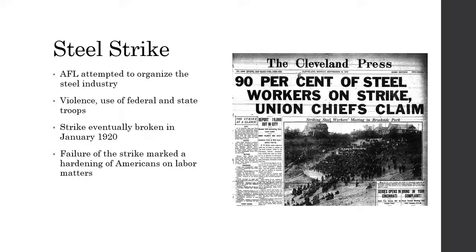The steel strike in September of 1919 is another strike very similar to the police strike. The American Federation of Labor attempted to organize the steel industry, but now they have a major shift. Previously, the American Federation of Labor, or the AFL, was very exclusive. It did not allow in unskilled labor. And now, after World War I, with increasing membership and increasing calls for change, they're trying to organize unskilled labor by industry, in this case, the steel industry.